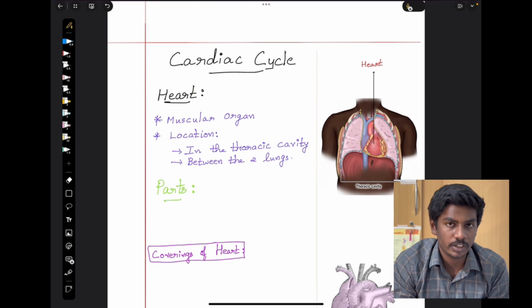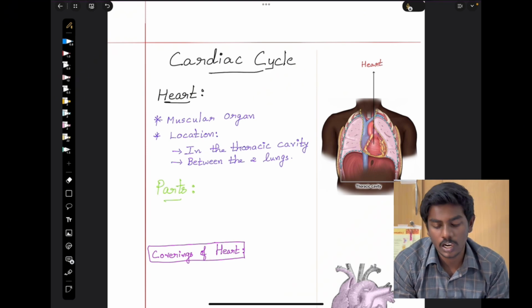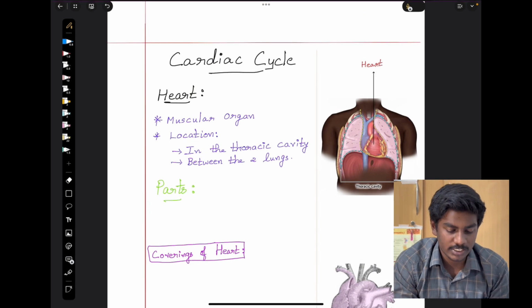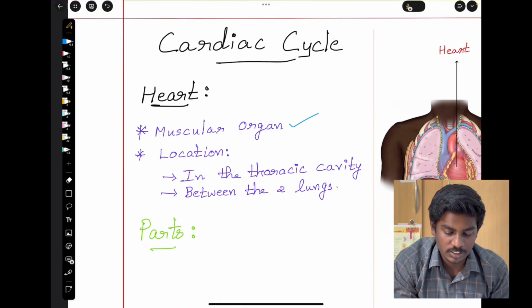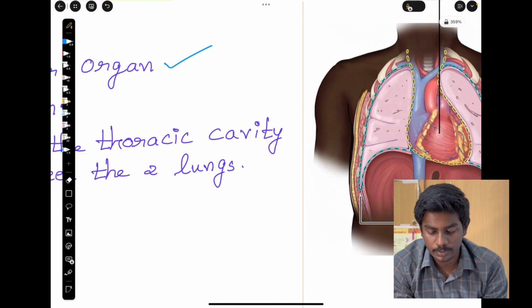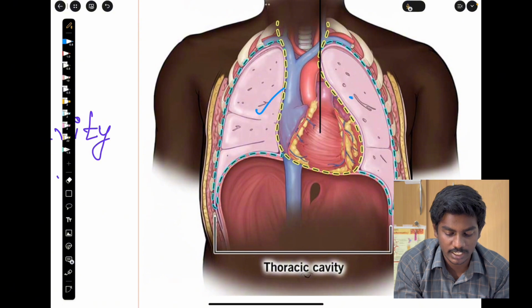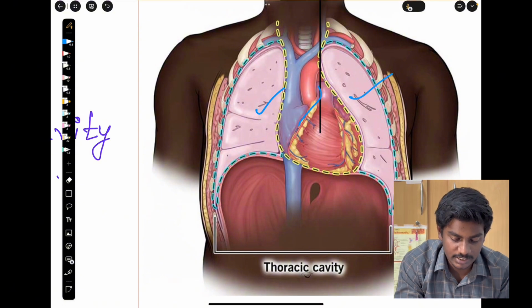First, we are going to see the basics of heart anatomy. The heart is a muscular organ. It is located in the thoracic cavity between the two lungs. So, these are the lungs, and the heart is located as a muscular organ in the thoracic cavity.